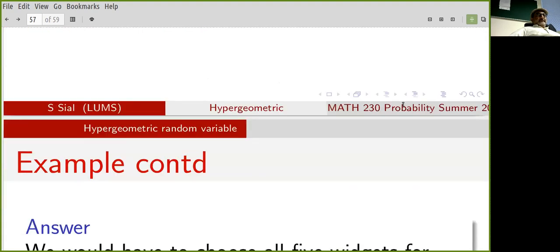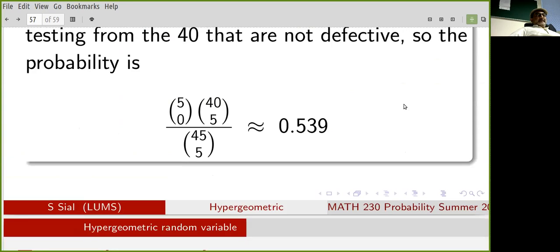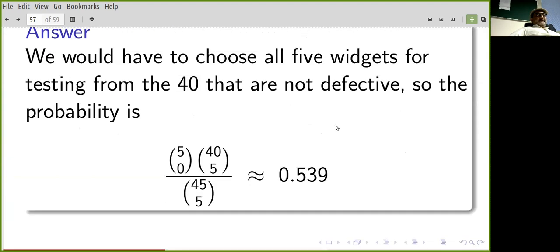What about 5 defective? What's the probability that we're going to ship? Well, out of the 5 defective, we have to choose none. Out of 40 non-defective, we have to choose 5. And there are 45 choose 5 ways of selecting 5 widgets from 45. And that's still over 50%.